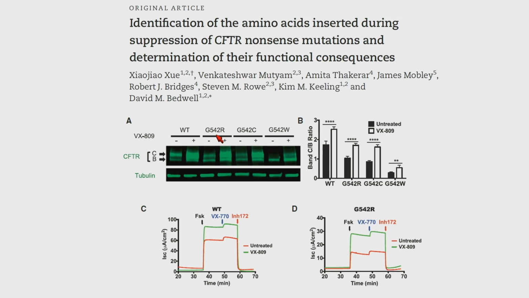In this study, they created a Fisher rat thyroid cell line with the human cDNA carrying G542R. So this is 100% of cells with G542R. You see already in the Western, without the addition of the VX-809, the ratio of band C to B is around 1. You see how that compares to a wild-type CFTR instead. So it is quite likely that maturation is lower because we have 1 as a ratio. And then you see the function here. It's about 25% of wild-type function.